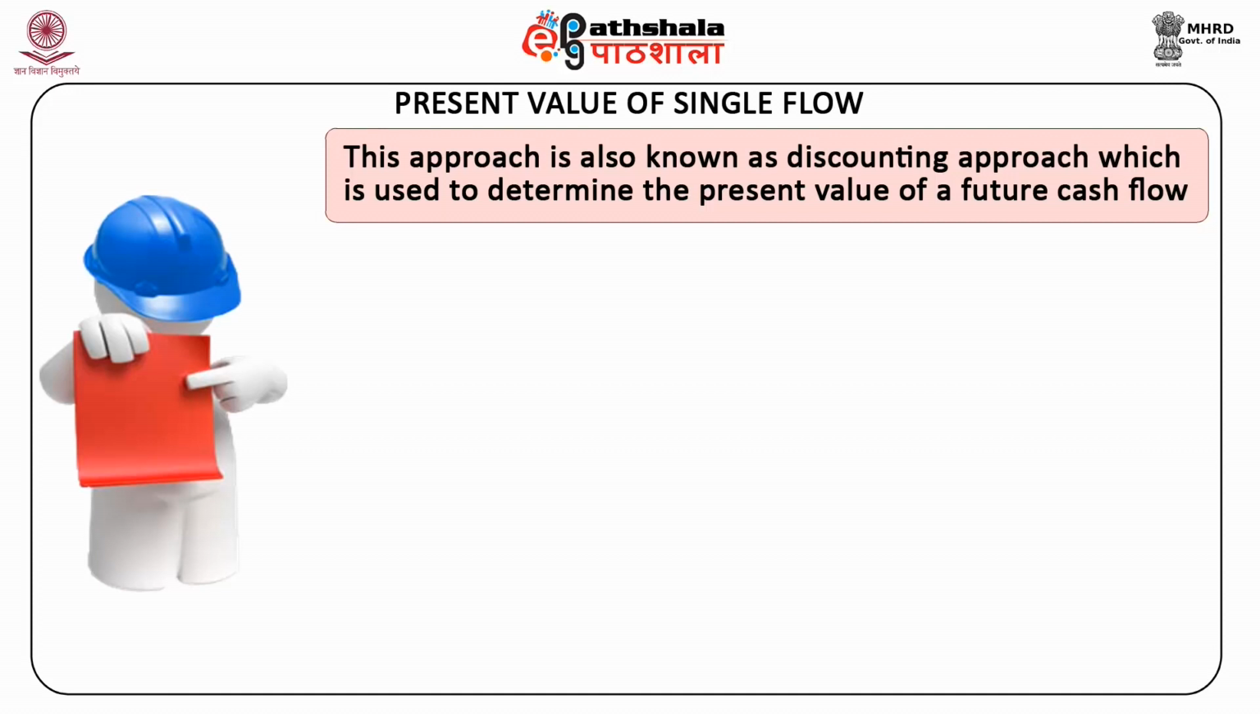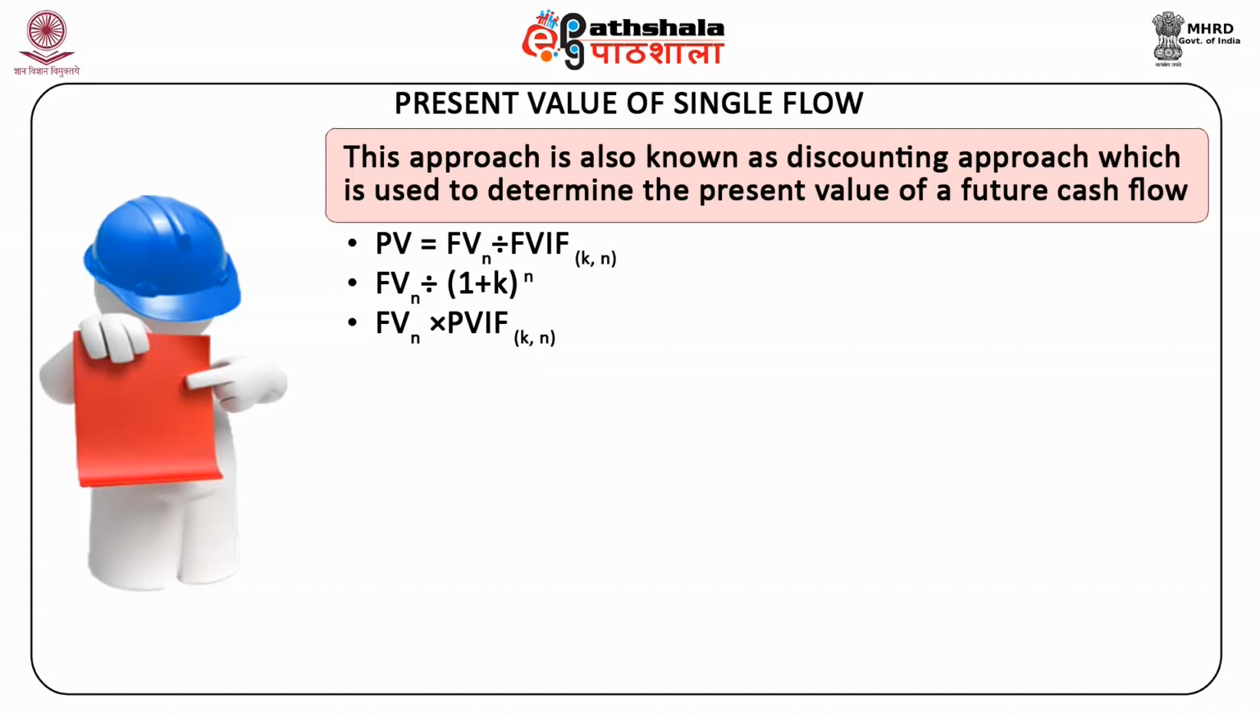This approach is also known as the discounting approach, which is used to determine the present value of a future cash flow. This approach is mostly used to evaluate the financial viability of projects. Below are the formulas to calculate the present value of a future cash flow. PV is equal to FVn divided by FVIF k,n. This is equal to FVn divided by (1 plus k) raised to power n. Or we can also write it as FVn into PVIF k,n.